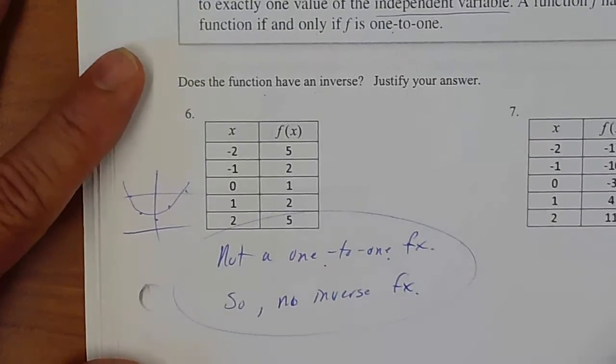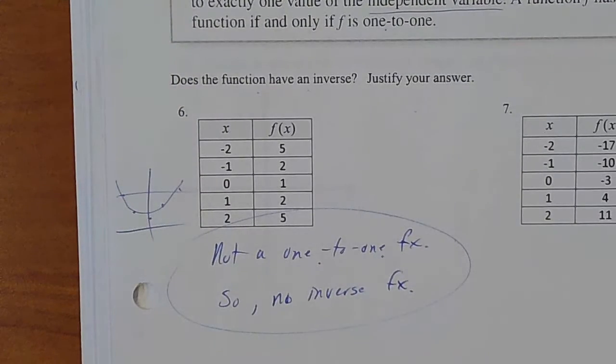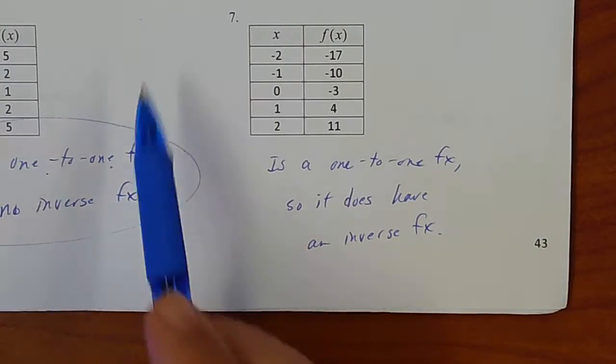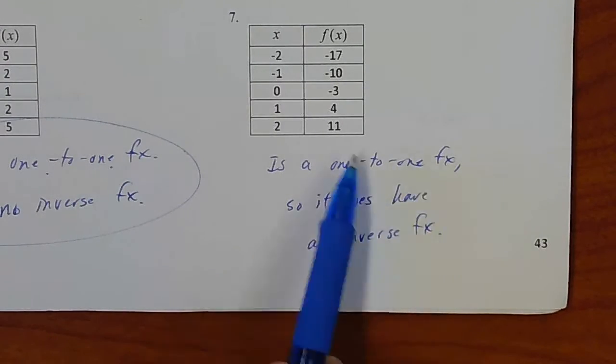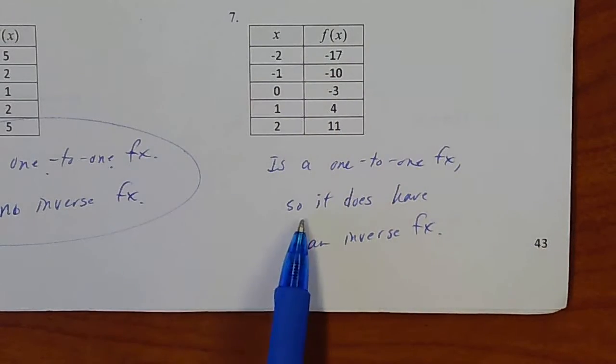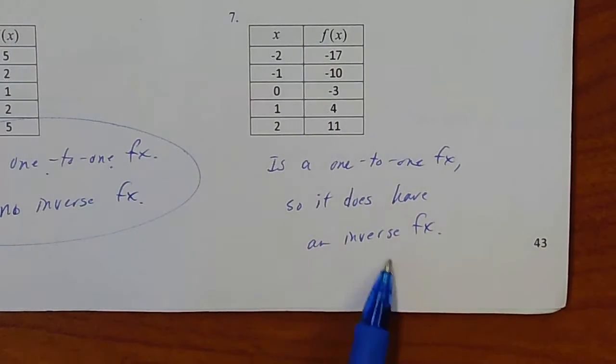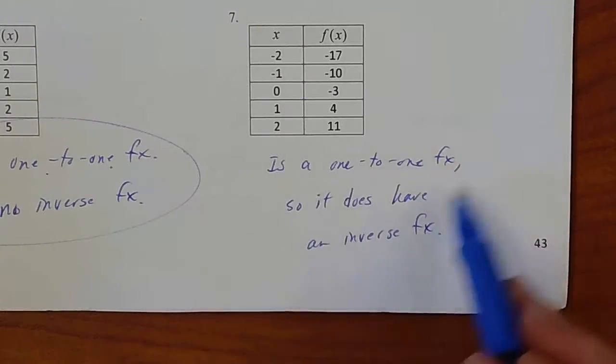Okay, take a look at 7. See if you think you can figure that out. Okay, the directions do say justify your answers. That's why I'm justifying it. This is a 1 to 1 function, no repeated x or y values, so we're good. It does have an inverse function.